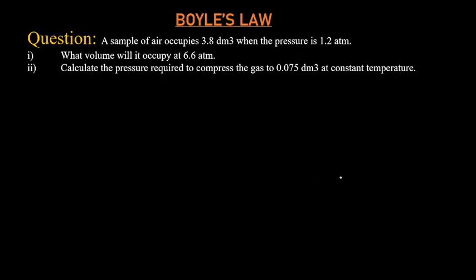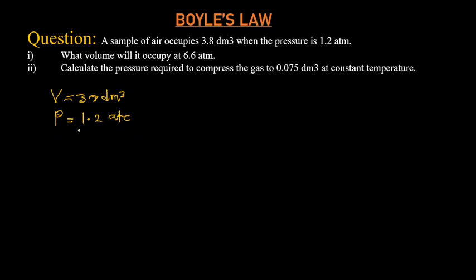So in your exam, if I give you a question like this particular one, it says a sample of air occupies 3.8 dm cube when the pressure is 1.2 atm. Okay, so the volume there is 3.8 dm cube, and then the pressure P is 1.2 atm. So what is it saying? It says what volume will it occupy at 6.6 atm? 6.6 atm. Now how do we go about this?